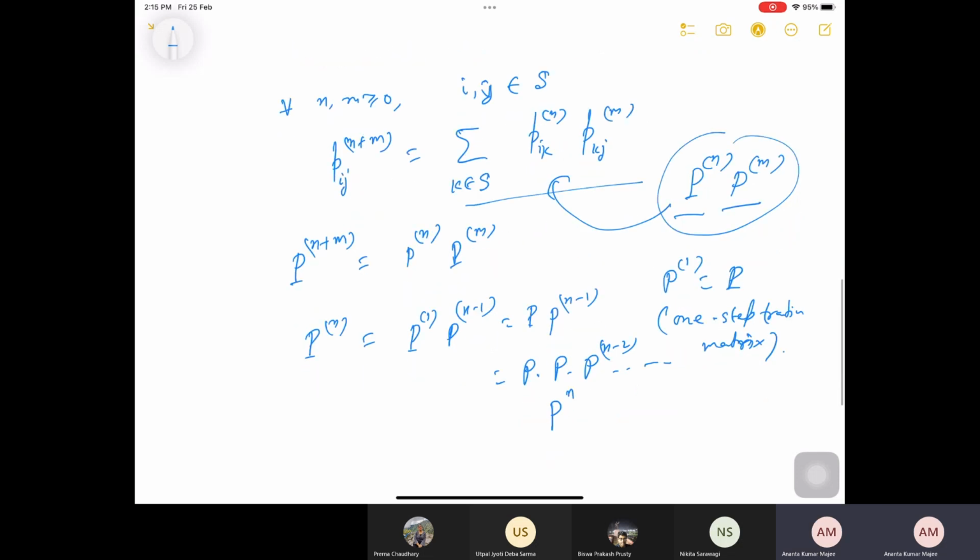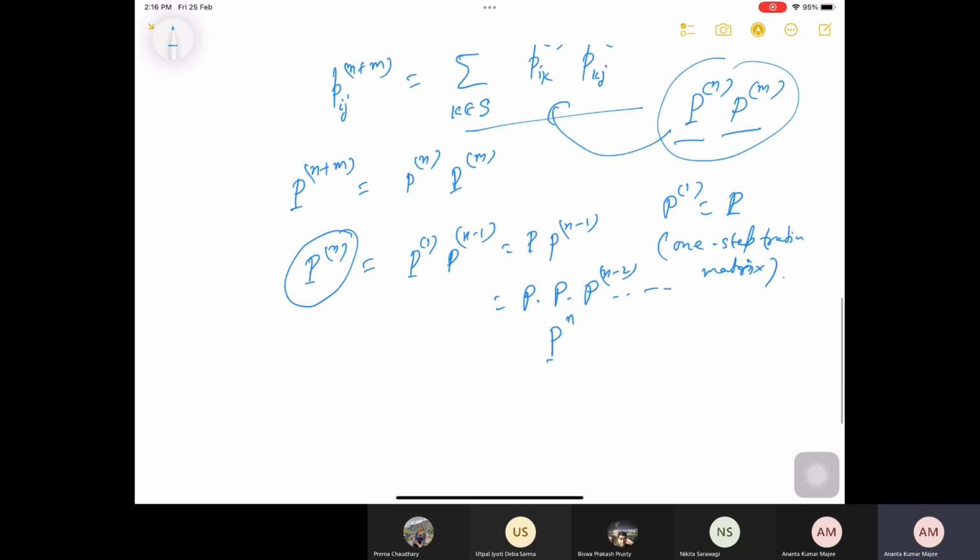Is it not? So that means basically n times multiplications of your one step transition matrix, P times P times P, P n times. Is it not? So the n step transition matrix you can write down in terms of the matrix multiplications of the one step transition matrix. Okay.